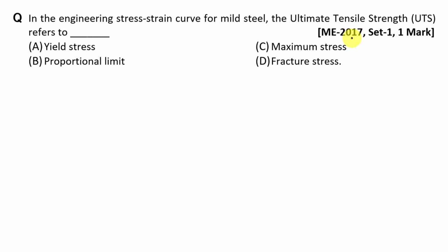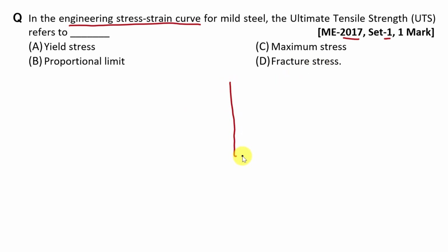Next question is from year 2017 paper set 1. In the engineering stress strain curve of mild steel, the ultimate tensile strength UTS refers to yield stress, maximum stress, proportional limit, or fracture stress.